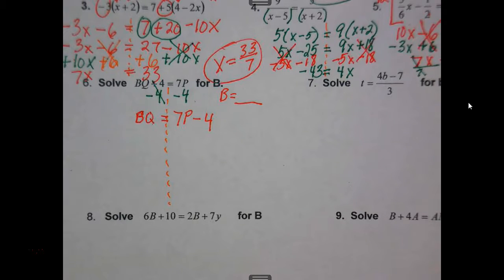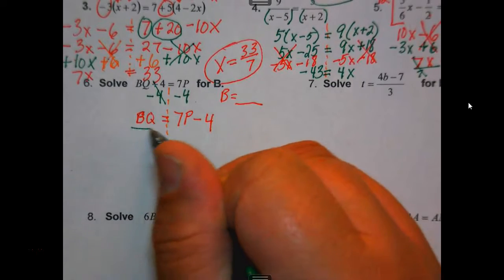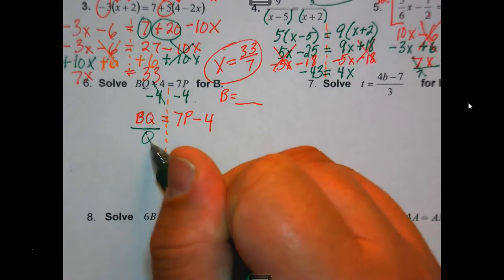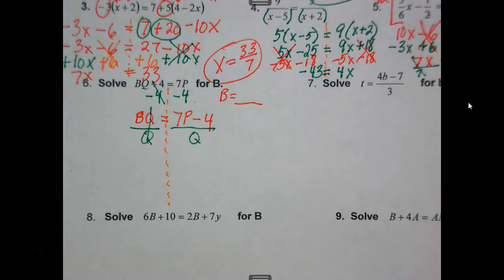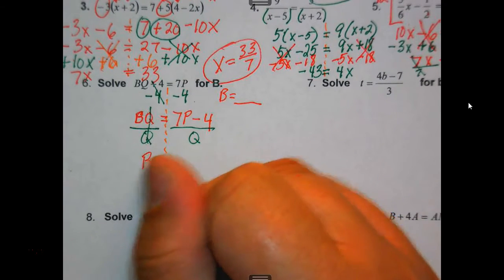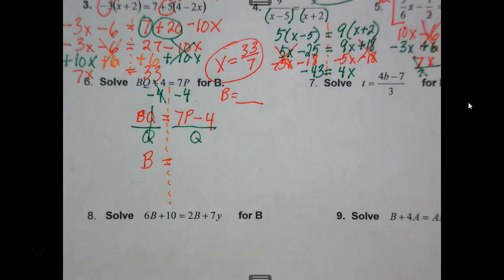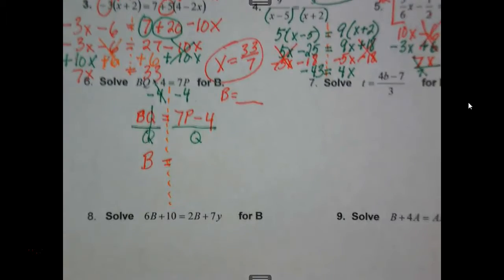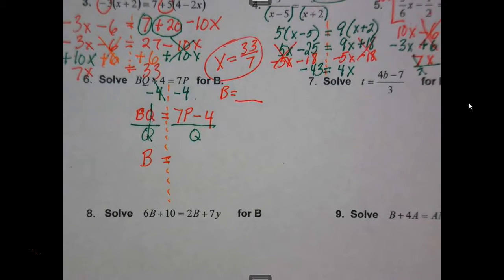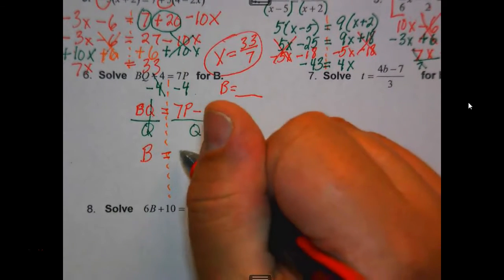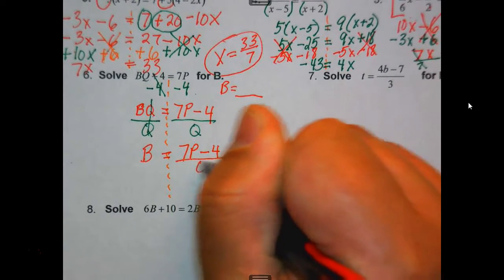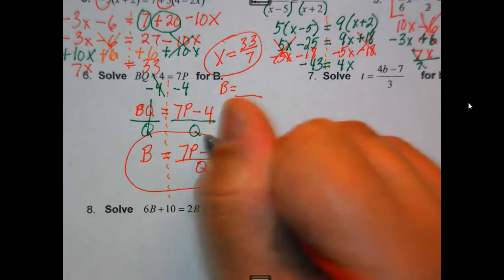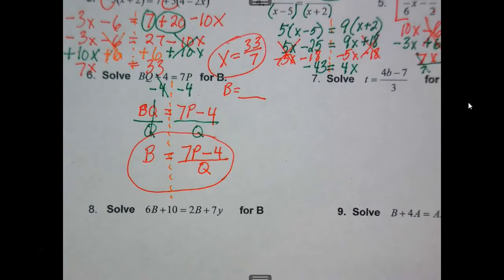Never mind, I'm recording. Okay. I need to divide both sides by Q. So I have B. I have a new outlook. I'm not going to swear to my students. 7P minus 4 over Q equals. Get it?